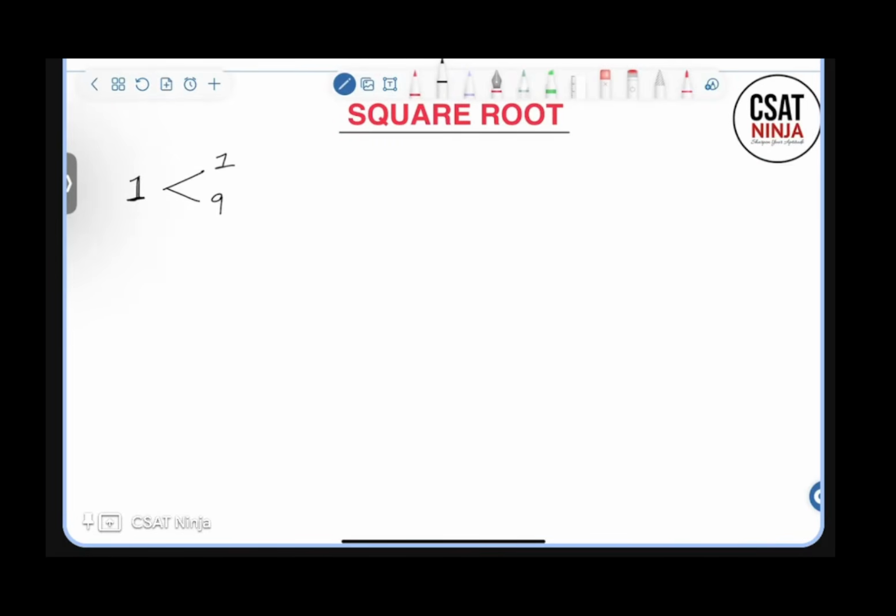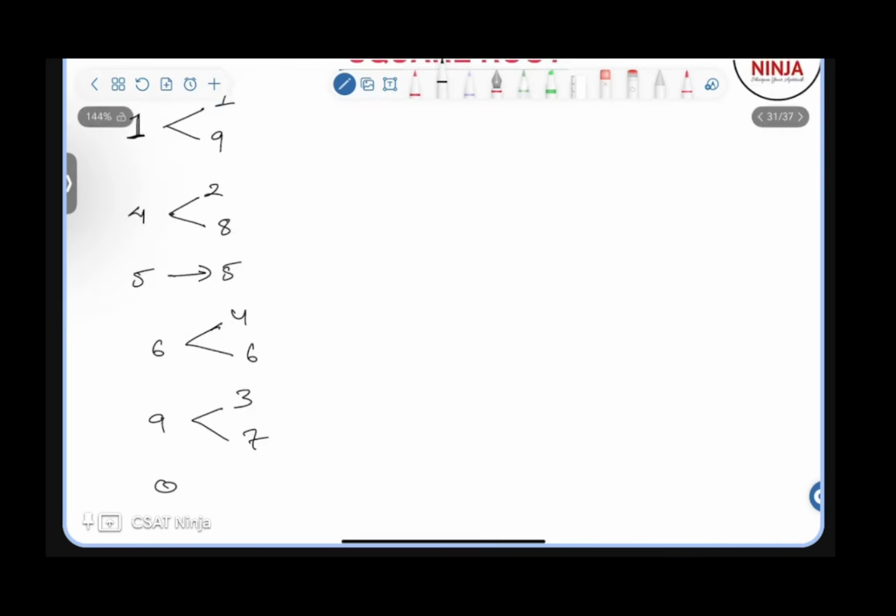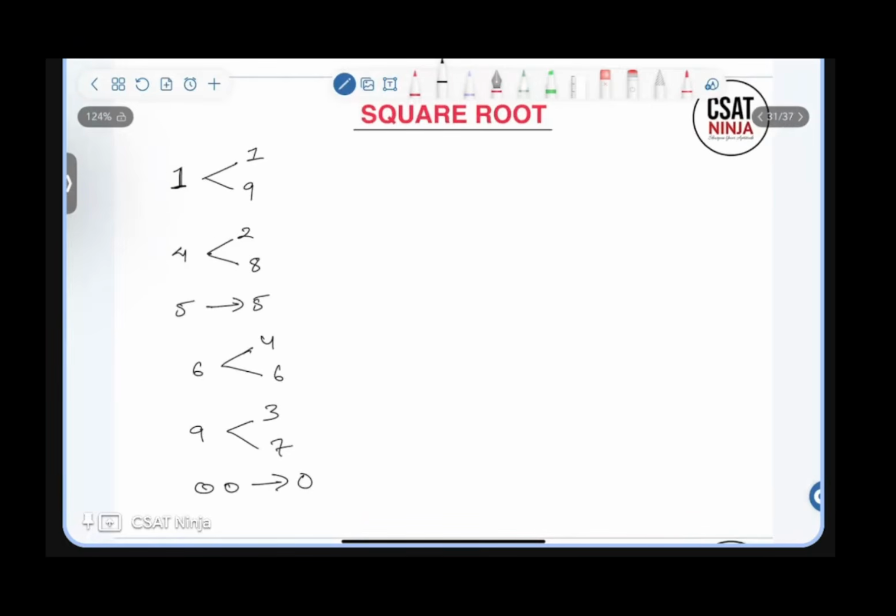And if the unit digit is 4, then it will either have 2 or 8. 5, then it will be 5 only. If it's 6, then it will either have 4 or 6. And if it is 9, then it will either have 3 or 7. And if it is 00, then it will be 0. What do I mean by this?